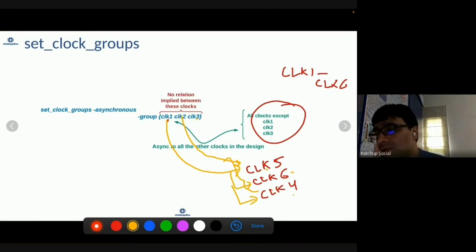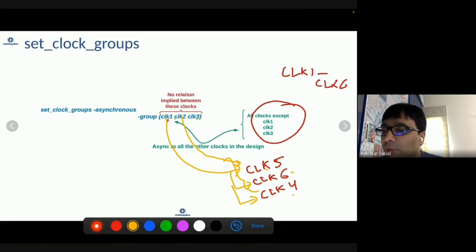Again, no relationship is implied between clock 1, clock 2, and clock 3. It only implies a relationship between clock 1, clock 2, clock 3, and the other group, which is all clocks except clock 1, clock 2, and clock 3.